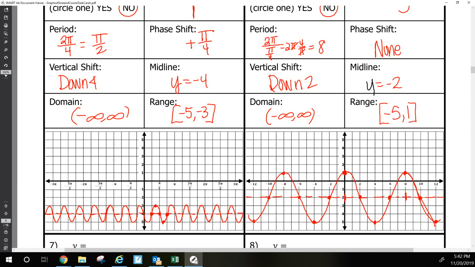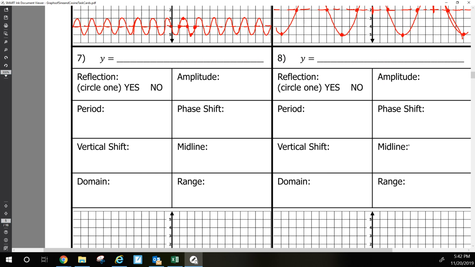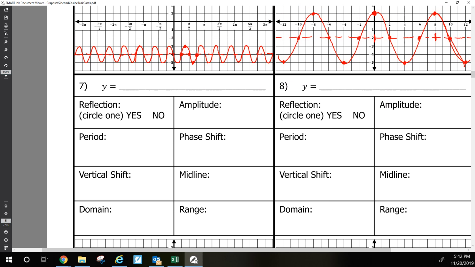All right, moving on to number 7. Let's see if I can get it right this time. This is a fun one. It's got both a period changer and a phase shift and a vertical shift to it.